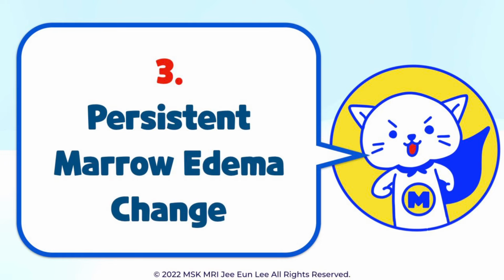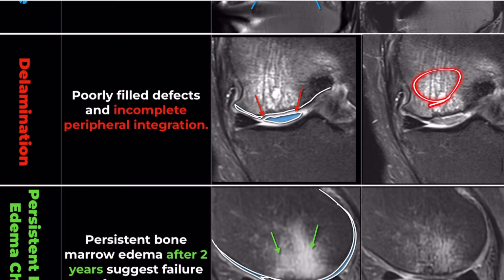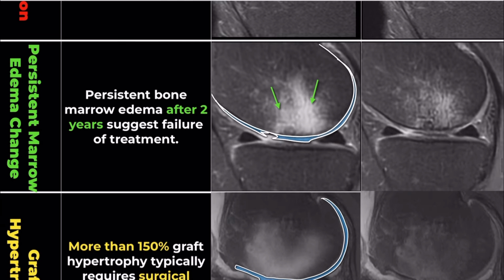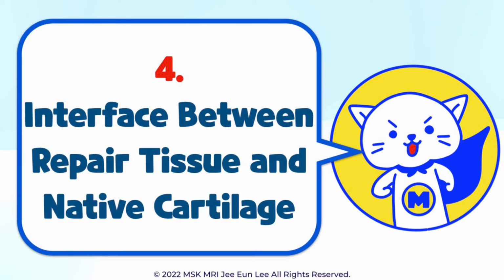3. Persistent marrow edema change. Persistent bone marrow edema beyond 2 years post-treatment is a red flag, indicating possible treatment failure. Beyond 18 months, persistent significant edema-like marrow signal intensity within the subchondral bone, an increase in edema-like signal, articular surface collapse, and subchondral cyst formation are signs of poor tissue integration.